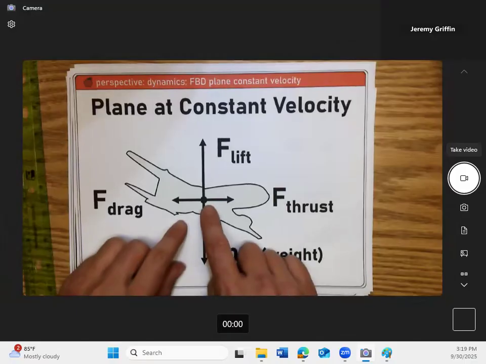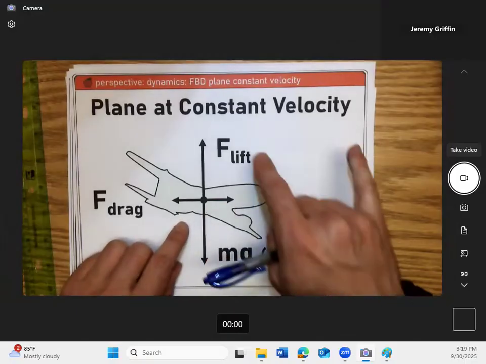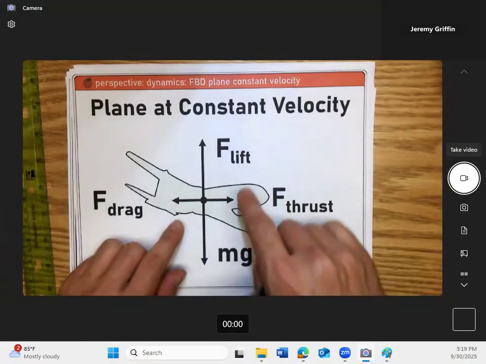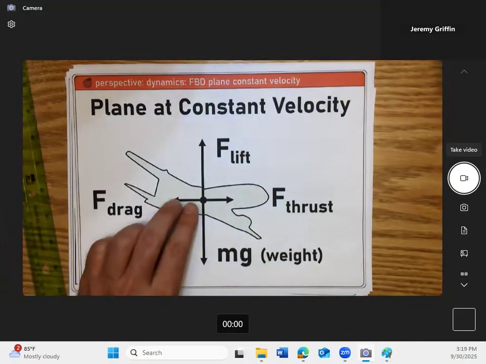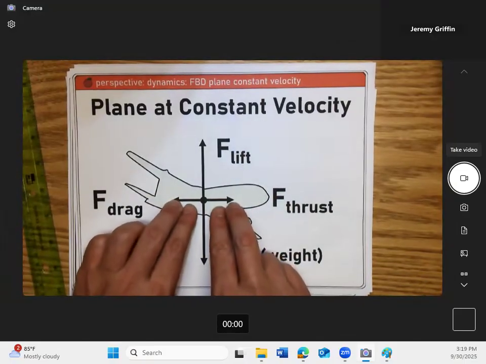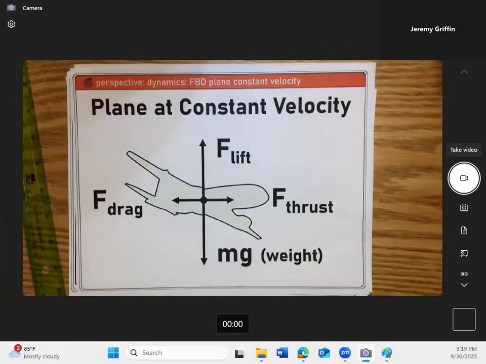So if the thrust force is 50,000 newtons and it's constant velocity, there must be zero net force, so the drag force must also be 50,000. So these two are canceling out. Yeah, that's it. 50,000 forward, 50,000 backward.